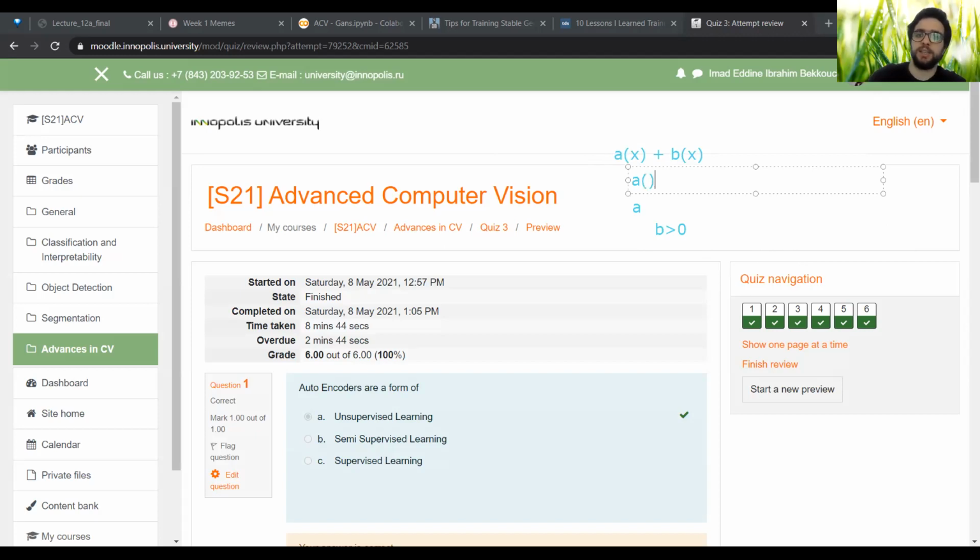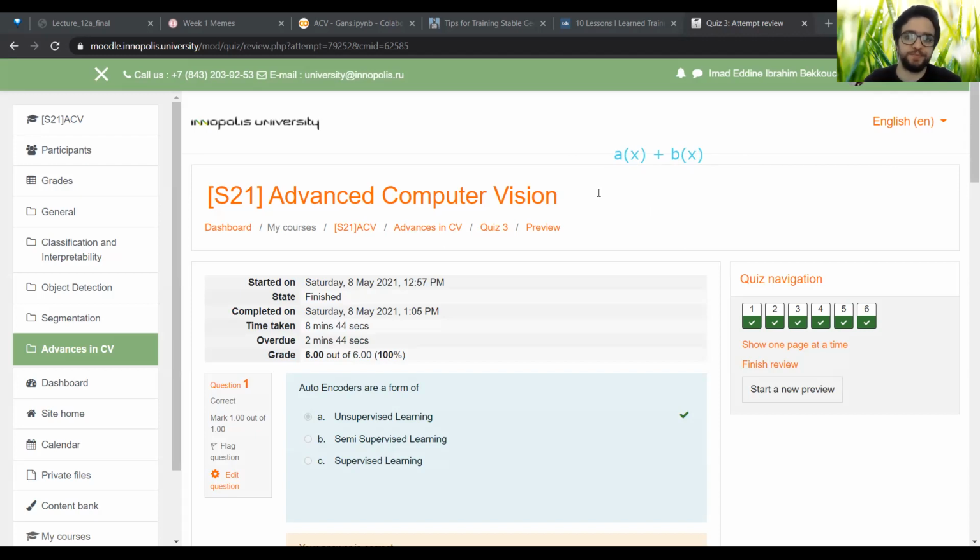A is, how do we say this? How can I explain this in simpler terms? So the goal, again, let's start again.